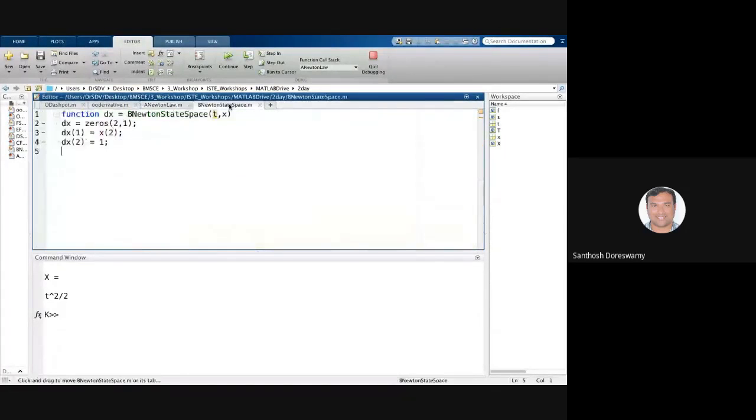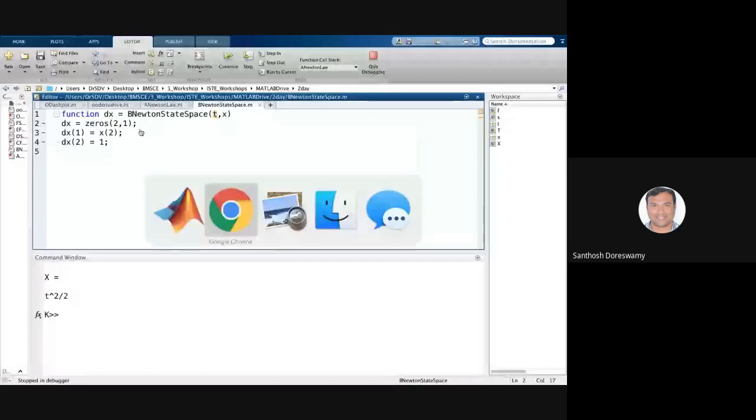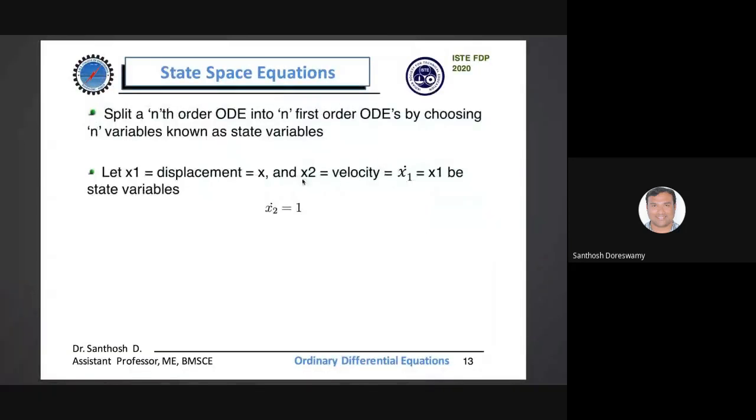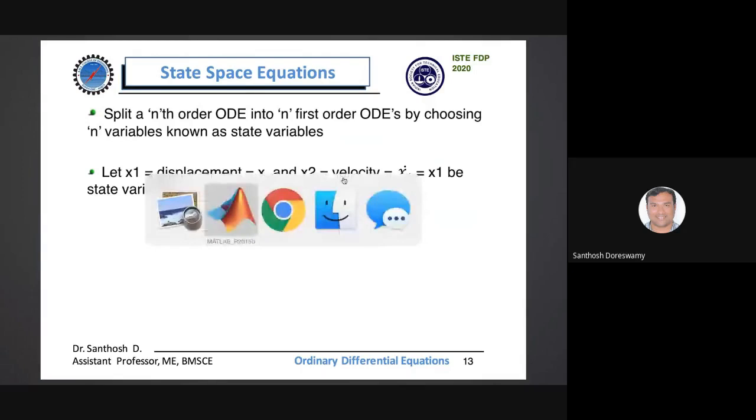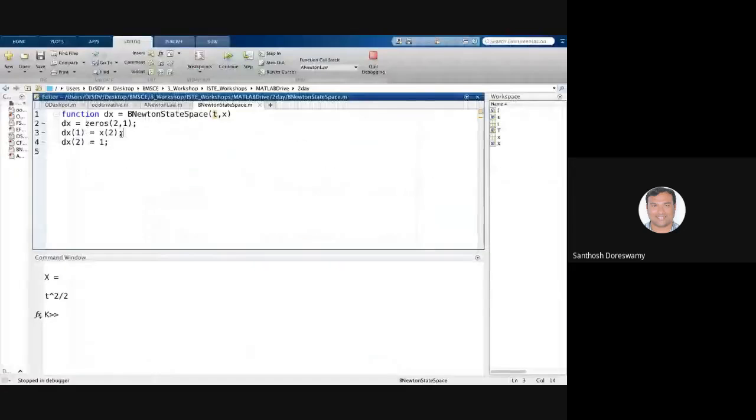For that, I have to now write down the derivatives. So if you can recall, you had x1 dot is equal to x2, that's the first differential equation, and x2 dot equals 1. So these two are the derivatives that you have to code up in the function file. So what I have done is I've defined dx as a vector of 2 rows and 1 column. So if I take the first derivative, dx1 dot or x1 dot, that will be equal to x2. That's what I've done here.